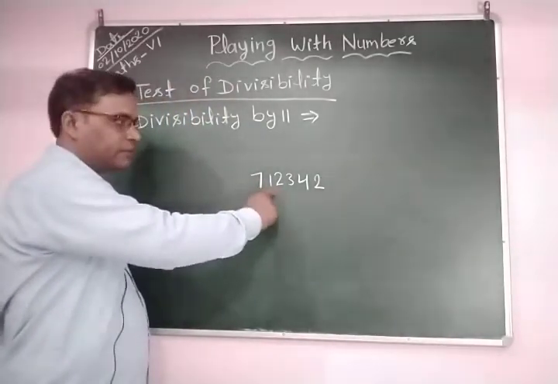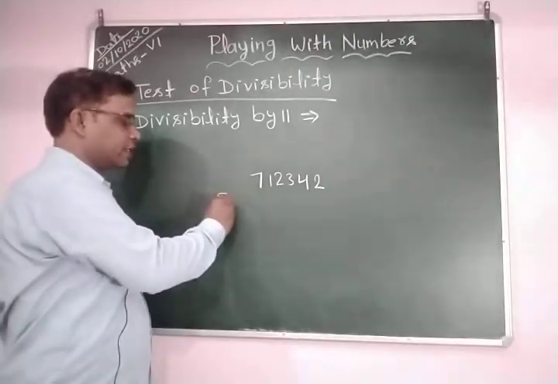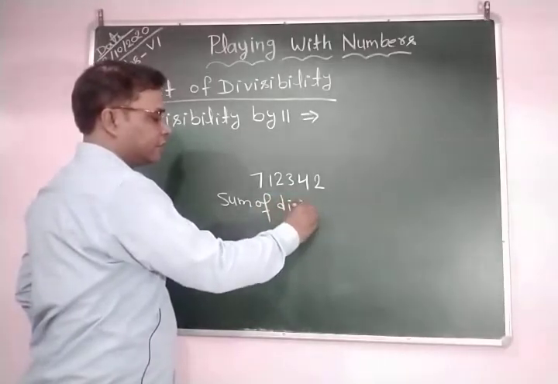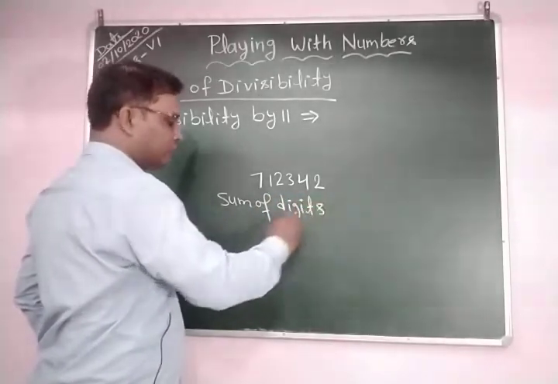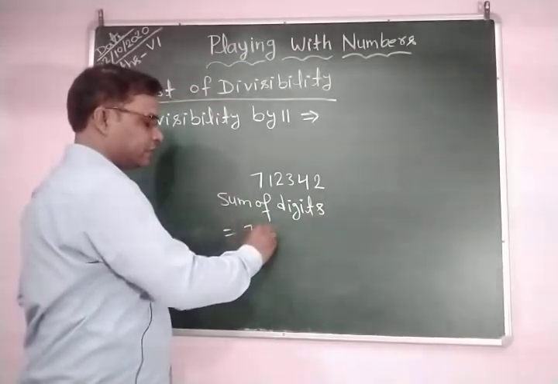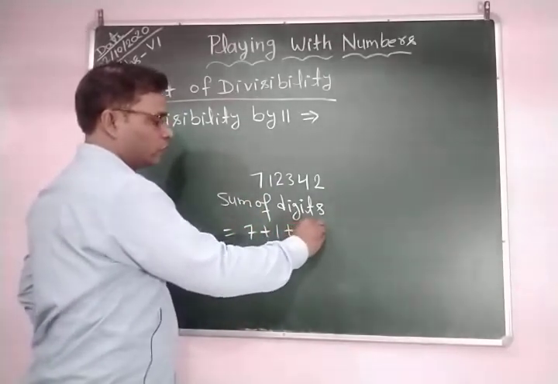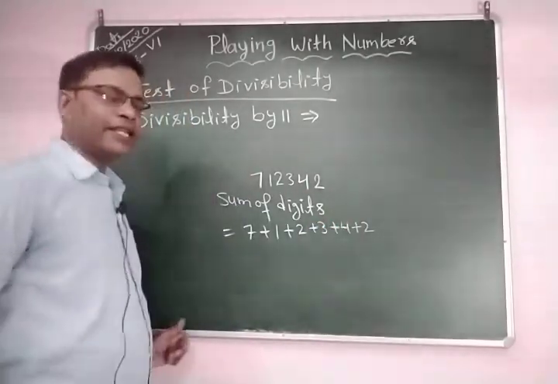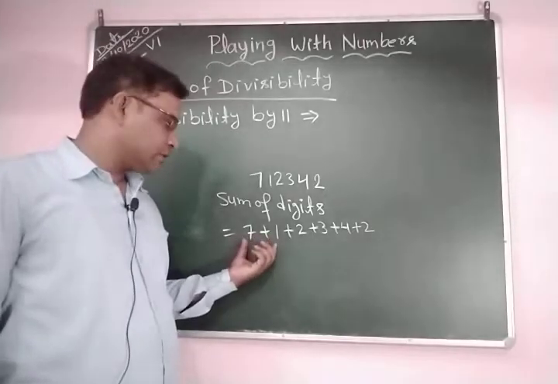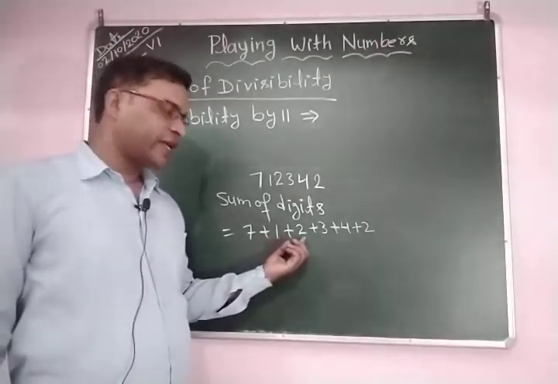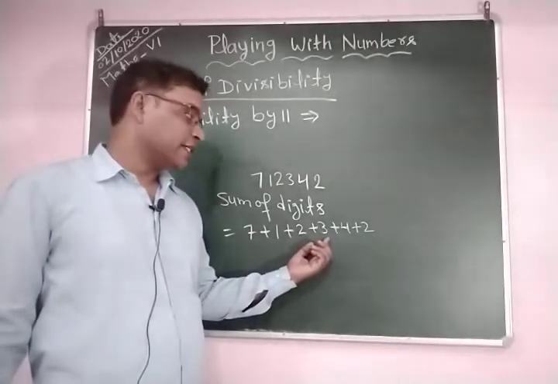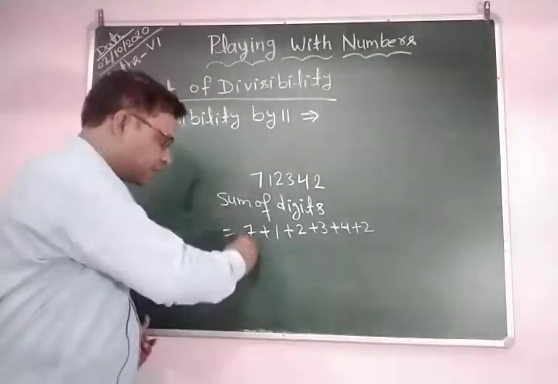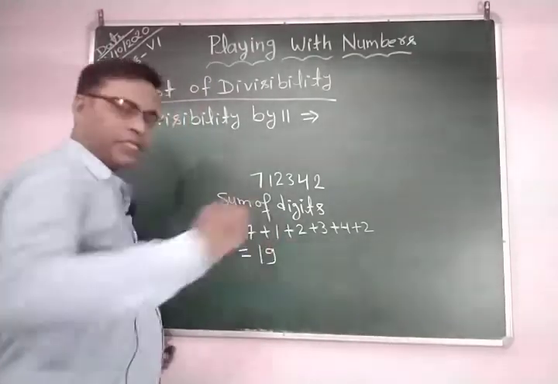You know very well, this is the digits of these numbers. So you write here sum of digits. This is equal to, you can see the digits are 7, 1, 2, 3, 4, plus 2. Clear? So we sum it. 7 plus 1 is 8, 8 plus 2 is 10, 10 plus 3 is 13, 13 plus 4 is 17, 17 plus 2 is 19. So here you can see the sum of digits is 19.